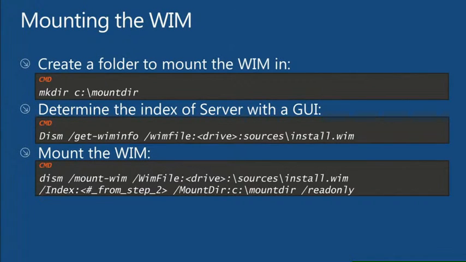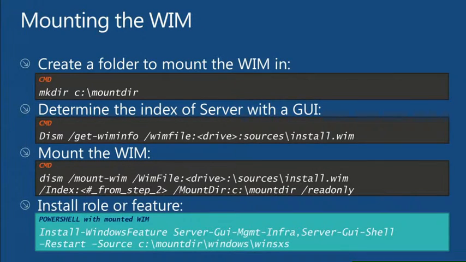Then you use the dism mount WIM command to actually mount the WIM file. That will copy the contents of install.wim up into the folder you've specified, and then you can point to the Windows WinSxS folder under the mount folder. Again, this is an important piece here. You have to point not just to the folder you've created and mounted into, but to the full Windows WinSxS subfolder of that mount location for it to find the files.